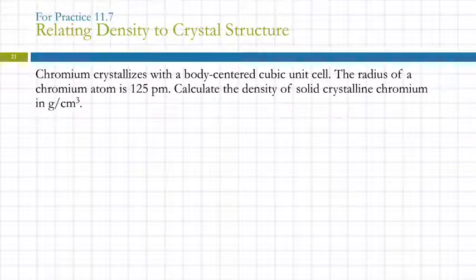Chromium crystallizes with a body-centered cubic unit cell. The radius of a chromium atom is 125 picometers. Calculate the density of solid crystalline chromium in grams per cubic centimeter.